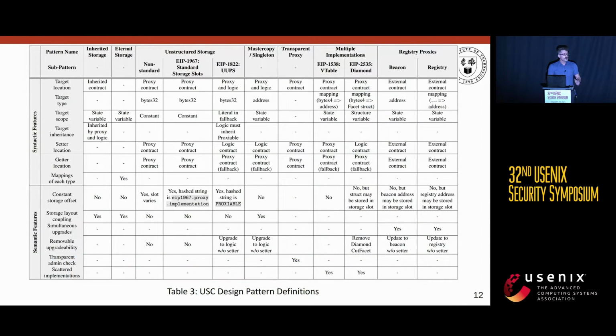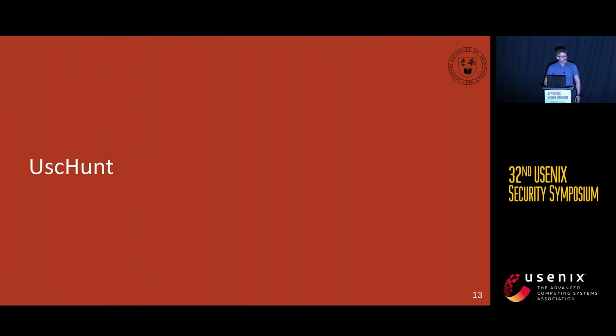And then we take both those low-level and high-level features and we use them to construct our design pattern definitions. And so just to follow along with those examples, I'll highlight the beacon proxy pattern, which is one in which the setter and the logic contract address itself are stored in an external third contract, which then can be queried by many proxies. And so you can use this pattern in order to simultaneously upgrade many proxies, which is very convenient.